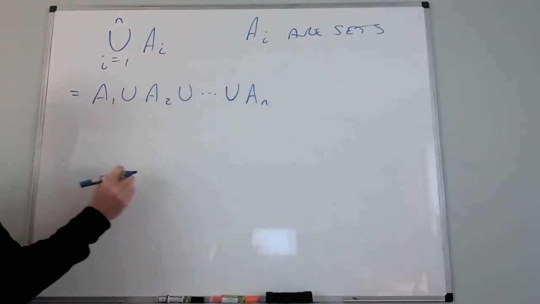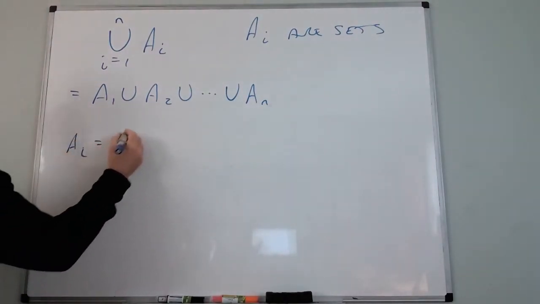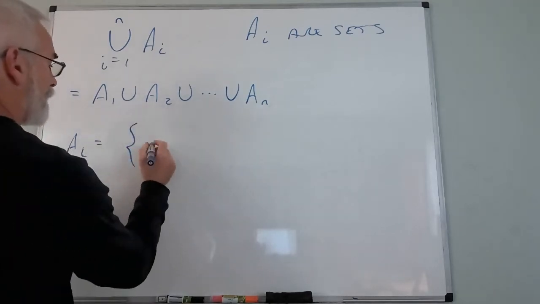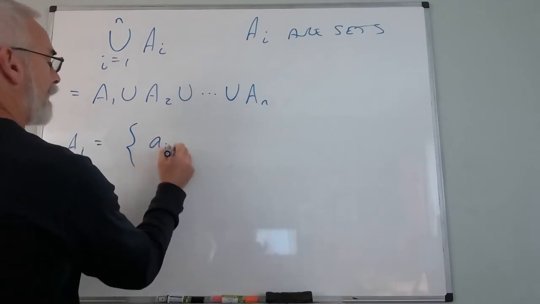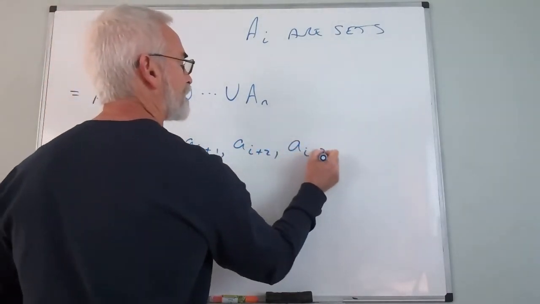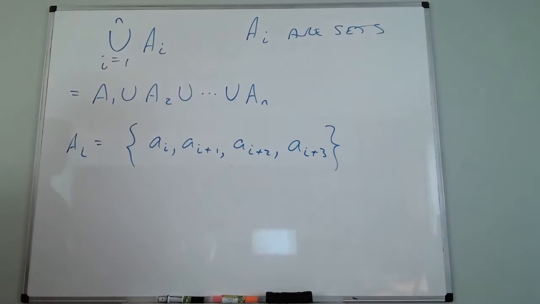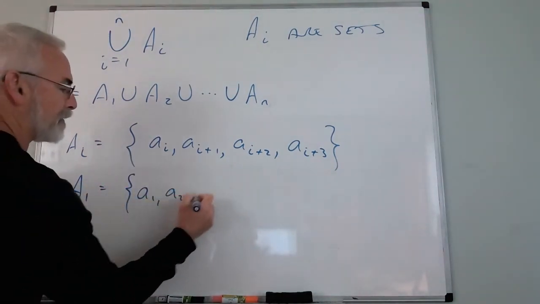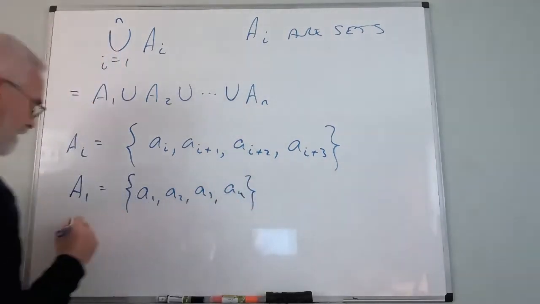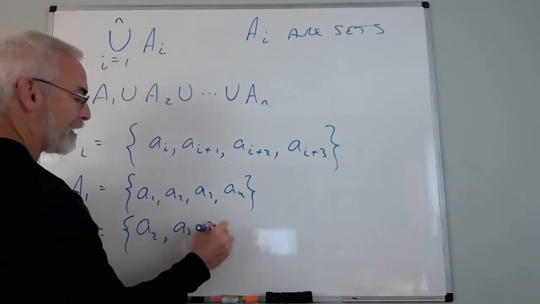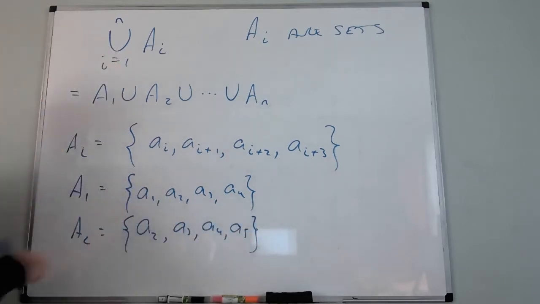Sure. Let's define A_i as being, how about this? A_i will be the following: A_i, A_i+1, A_i+2, and A_i+3. Okay, let's just say that's what it is. So that would mean set A_1 is A1, A2, A3, and A4. Set A_2 is A2, A3, A4, and A5. Now I can keep doing this for a while.